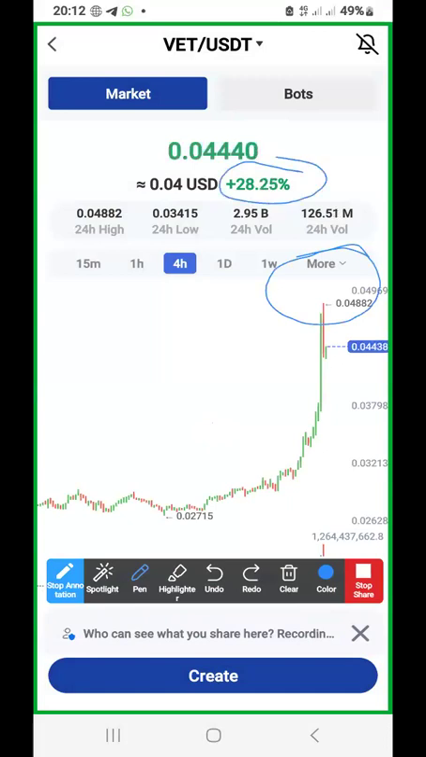VAT has gained over 28% in the last 24 hours. Yes, that's what it means. It is calculated over 24 hours.